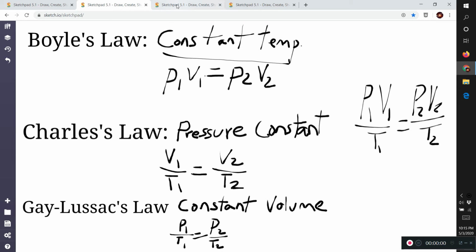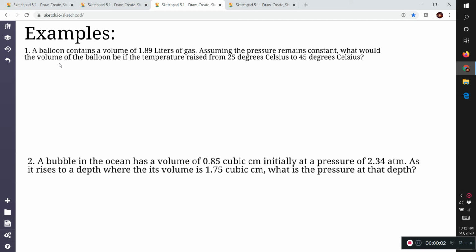Let's do some examples. Okay, so example 1. A balloon contains a volume of 1.89 liters of gas. Let's call that V1. Now, the units for your V's don't matter as long as your units are the same. 1.89 liters. Assuming the pressure remains constant.